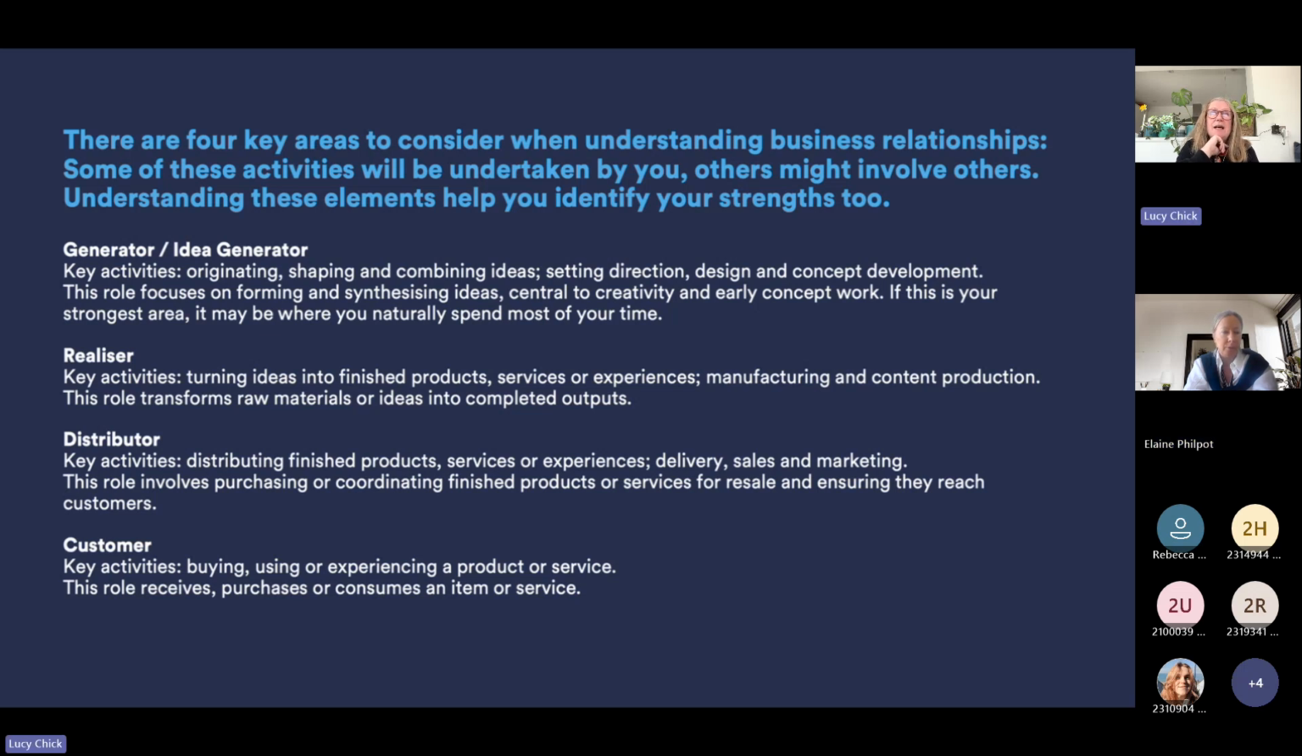It could be as straightforward as, let's say you make illustrated cards, and you might think, well, I am the ideas generator and I am the realizer, but maybe you sell them on Etsy, and Etsy, the platform, is one of the distributors for you, and then you have a customer. So even in what seems like a very small business, there are still 2 or 3 business relationships. There's the one between you and Etsy, there's the one between you and your customer. There is you as a customer buying the art materials that you make the cards with. So there are many relationships going on.